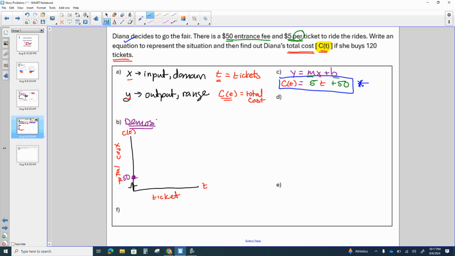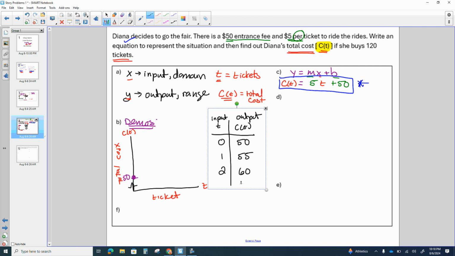So I can come over here. I can start by going, this is T, my input. This is C of T. That's my output. And as I said, we started at 0, and it went 1, 2 on the table in Desmos. 0 starts at 50, then it goes 55 for a total cost, and then it goes to 60. And this table can go on and on and on based on how many tickets. And she can buy as many tickets as she wants, so it will go on forever. All right? And I'm going to plot these points, 1, 55 and 2, 60.